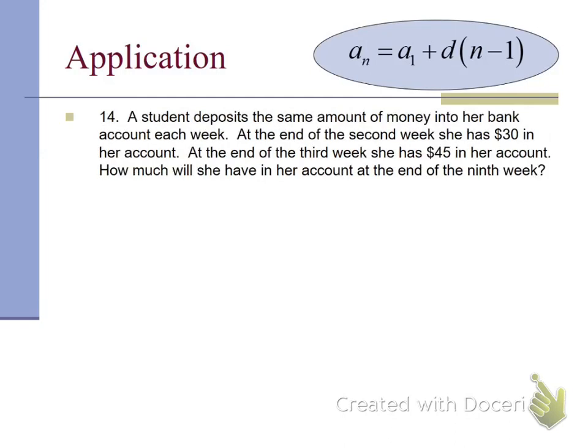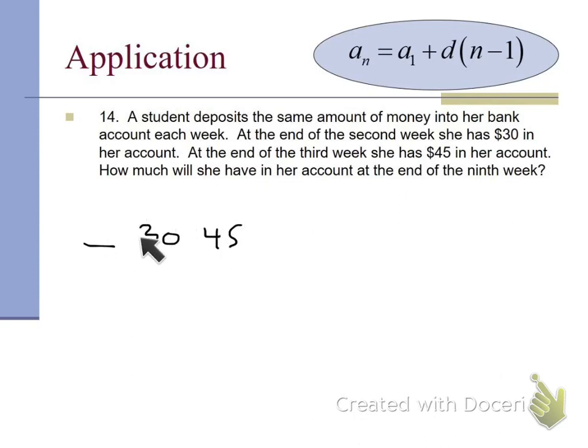Okay. A student deposits the same amount of money into her bank account each week. At the end of the second week, she has $30. At the end of the third week, she has $45. So this is what I'm immediately thinking. She had something, then she has 30, then she has 45. How much will she have in her account at the end of the 9th week? Now again, this was the first week. See how it said at the end of the second week she had 30? So we all know right now what was her initial amount. 15, and she's adding how much each week?